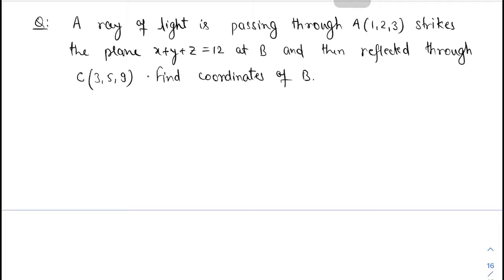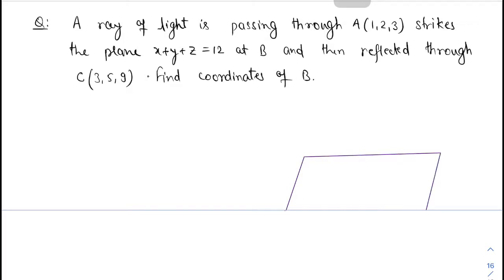So the next question is, a ray of light is passing through the point (1, 2, 3). It strikes on a plane, that is x plus y plus z equal to 12, at some point B, and then upon reflection it passes through the point (3, 5, 9). What are the coordinates of the point B? Okay, let me draw a rough sketch.